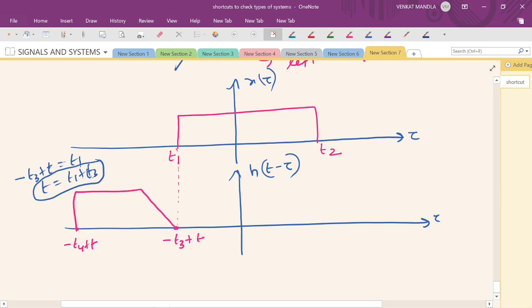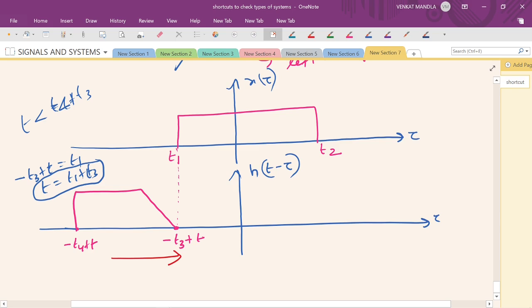We choose t less than this t1 plus t3. If t is less than t1 plus t3, then this leftmost point shifts again towards the left side, and you won't get any overlap area. Now you have to choose t such that it moves towards the right side. I am moving this signal towards the right side. I am moving this h of t minus tau towards the right side.